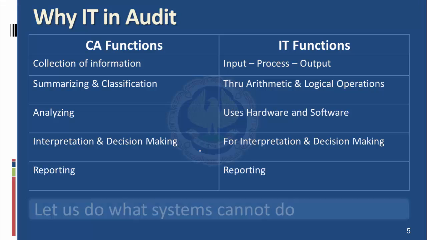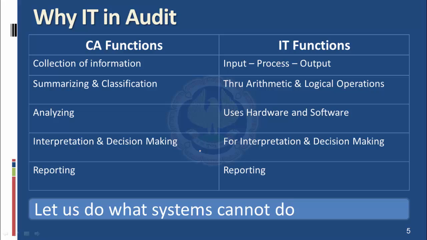Now, having said so, let us do what systems cannot do. When you look at the CA functions, we collect information, and the system is collecting information. Summarizing and classification, through arithmetical and logical operations, is carried out by hardware and software. Analysis is done by hardware and software. Interpretation and decision making, now it is capable in IT. Reporting is also capable in IT. So let us do what systems cannot do. This is the relation between IT and audit. This is more important to understand.